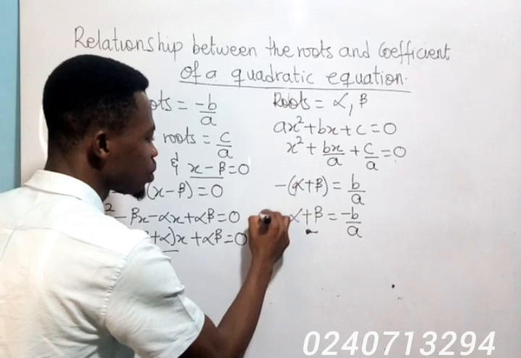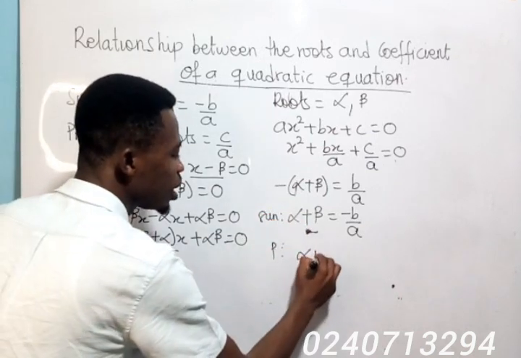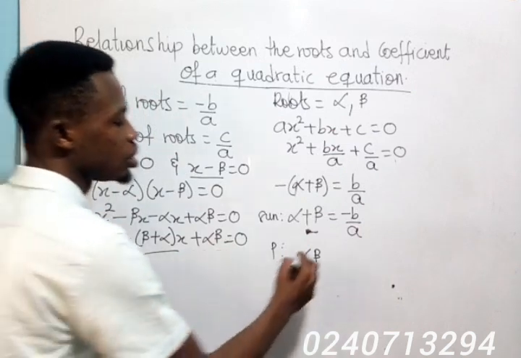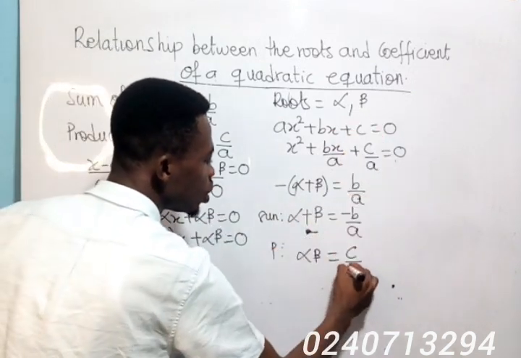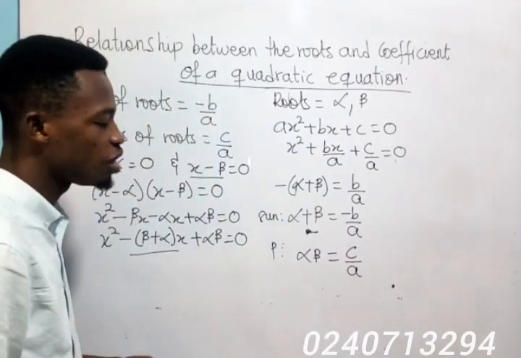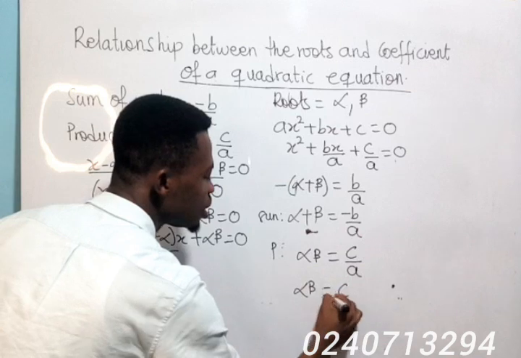Then let's also prove for the product. For the product, so this is sum. For product, we have alpha beta here, which is our constant, is equal to the constant here, which is now c on a, which means that for product of root, alpha beta is equal to c on a.